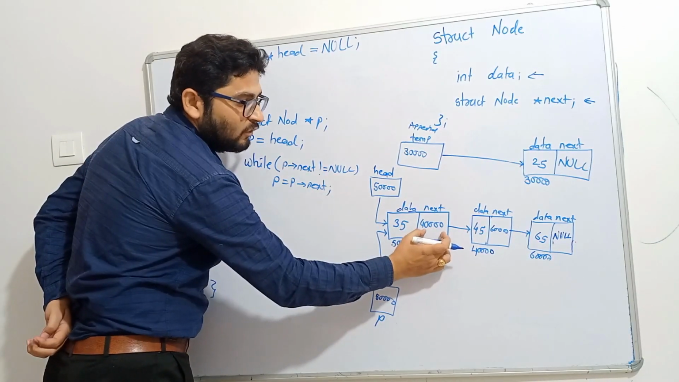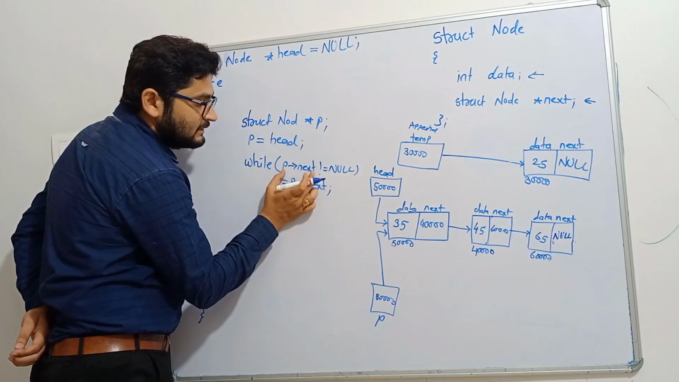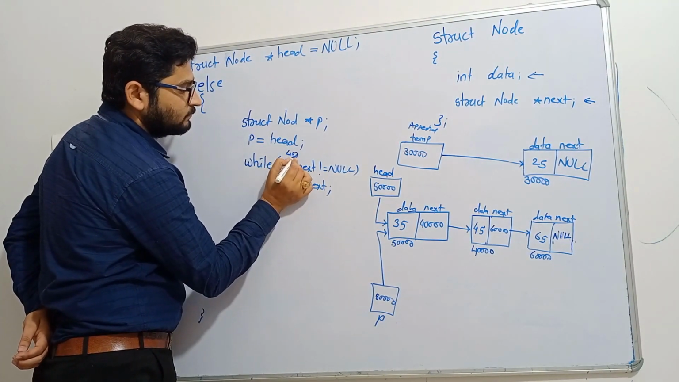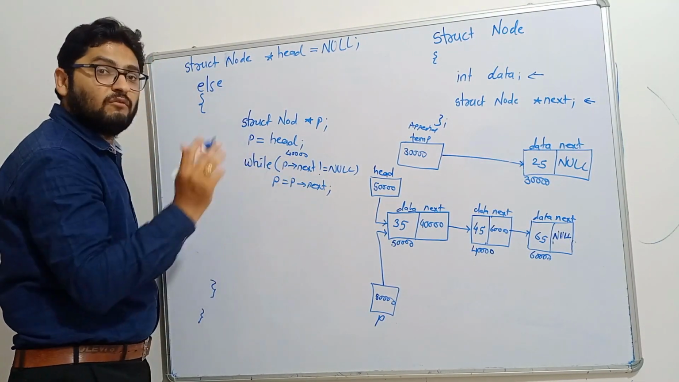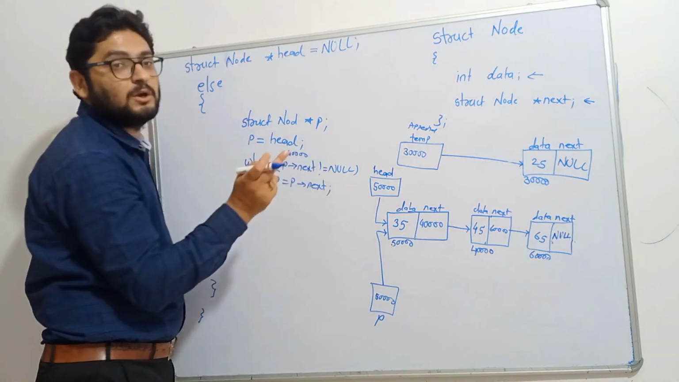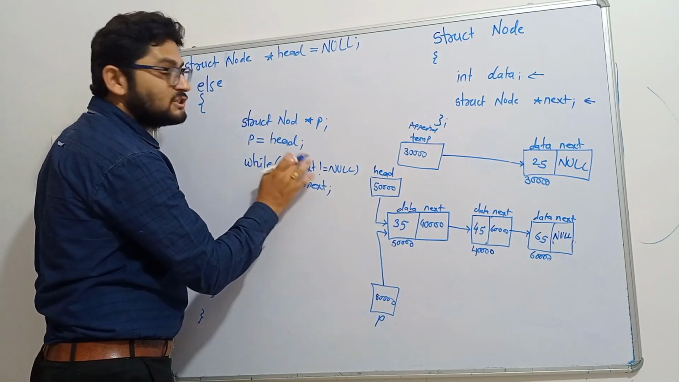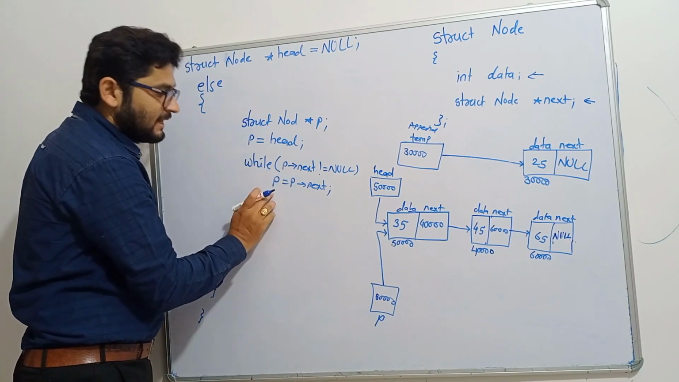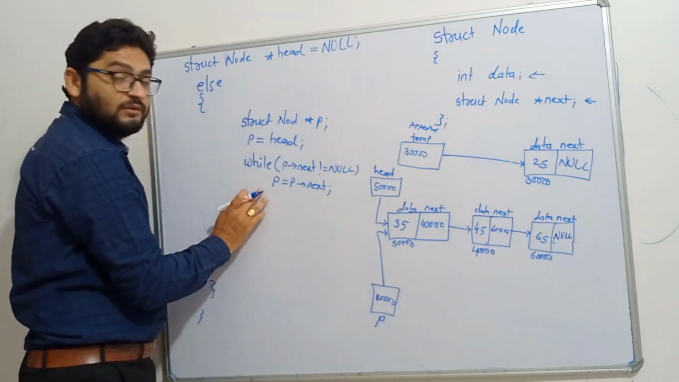Okay, and that is nothing but 40,000. So this complete thing means 40,000, and this 40,000 is not equal to null. That means the condition is true. Now it will come inside and execute P = P->next.